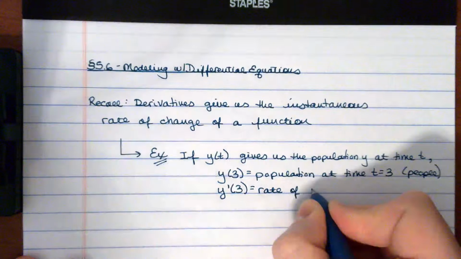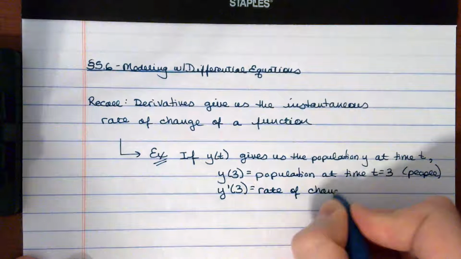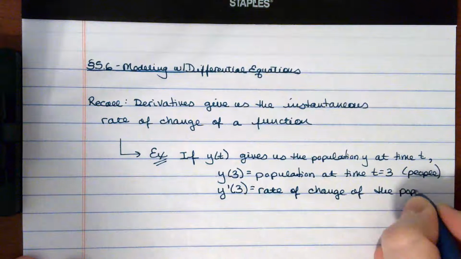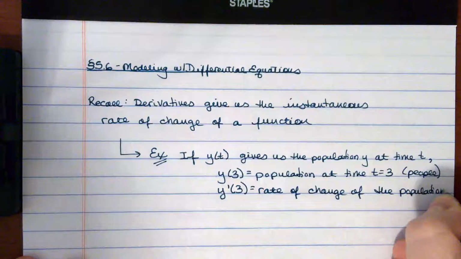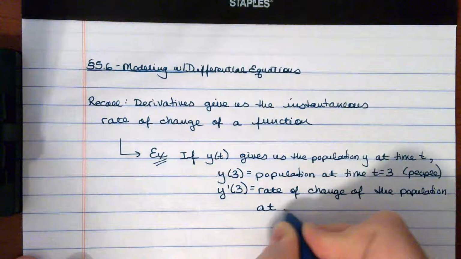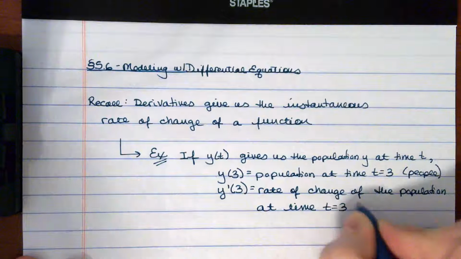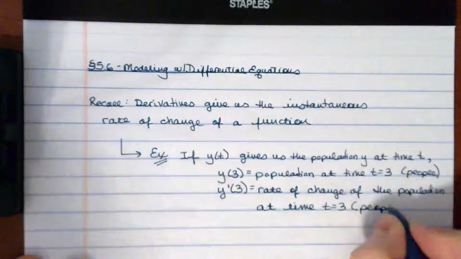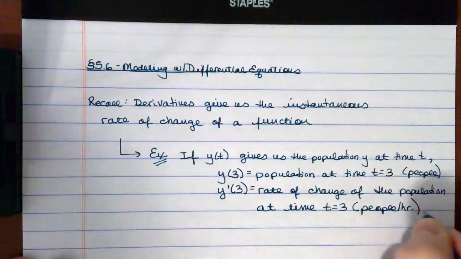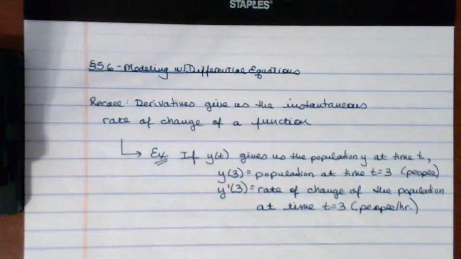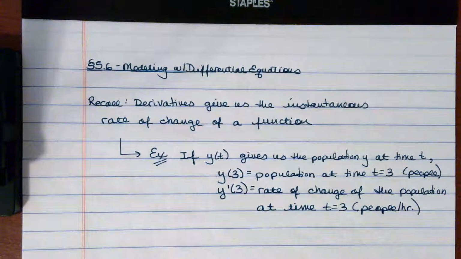This is the rate of change of the population at time t equals 3. Would give us something like people per hour. This would tell us if the population is increasing, decreasing, and we're going to look way more at things like this in Unit 10. But I do just need to bring back some of these ideas to get us into why we care about these differential equations.